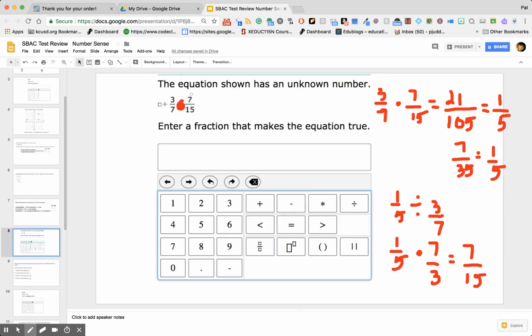And I did, in fact, take this out so you can see the equals. Plug it back in, and my equation works. So the fraction that makes the equation true is 1/5. And we did it by working backwards and then plugging in the answer to make sure that, in fact, our answer was correct.